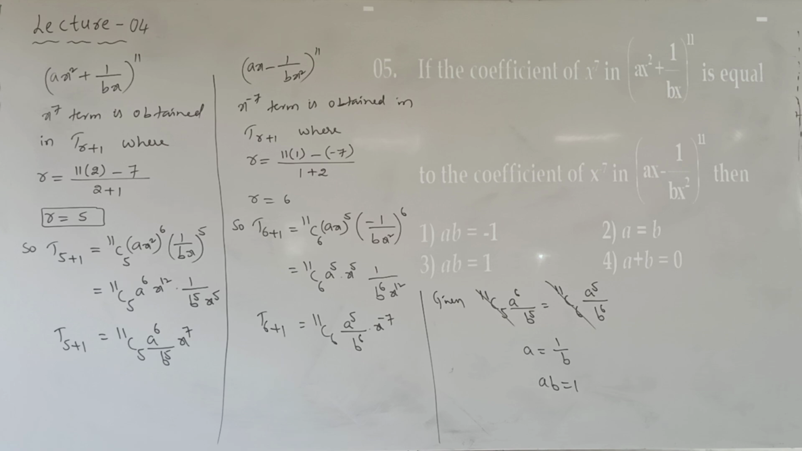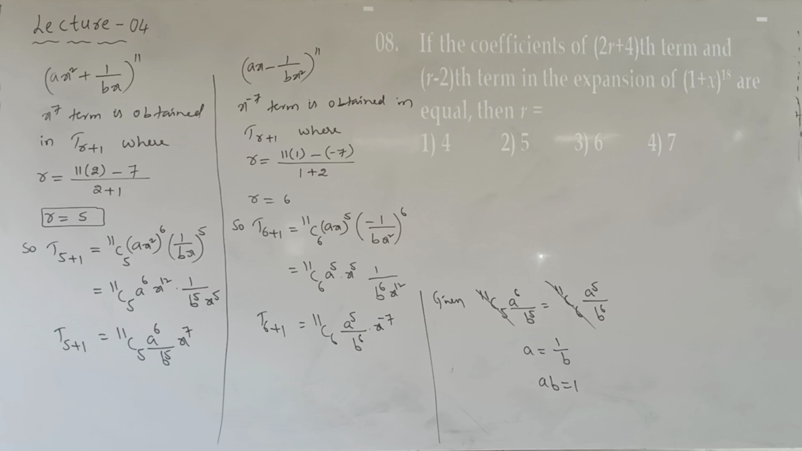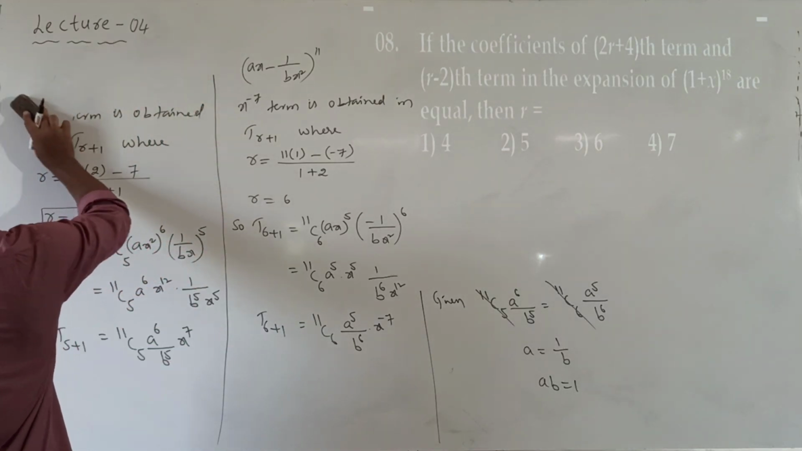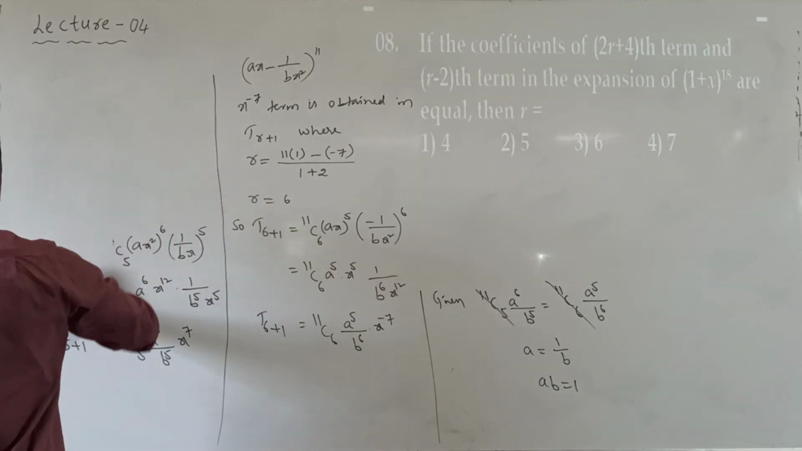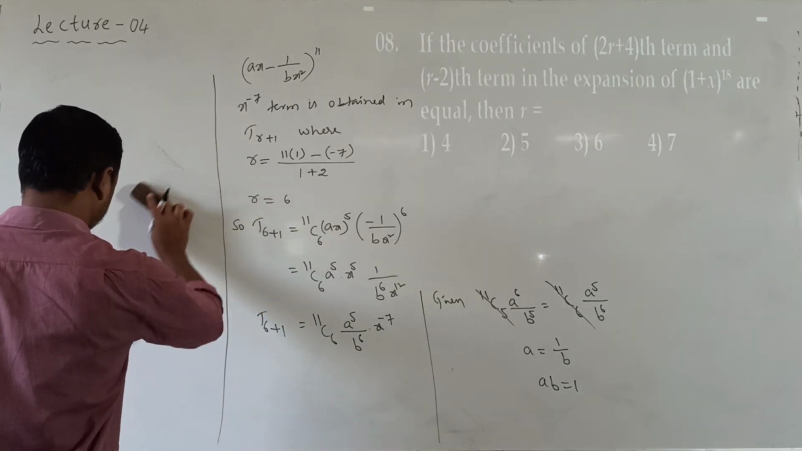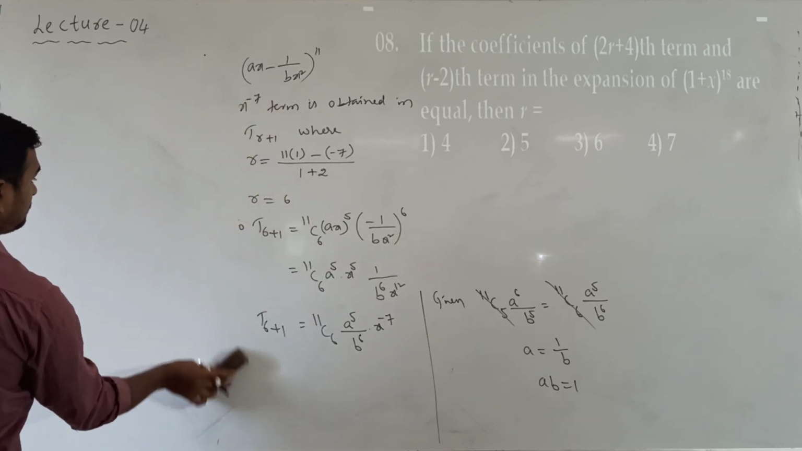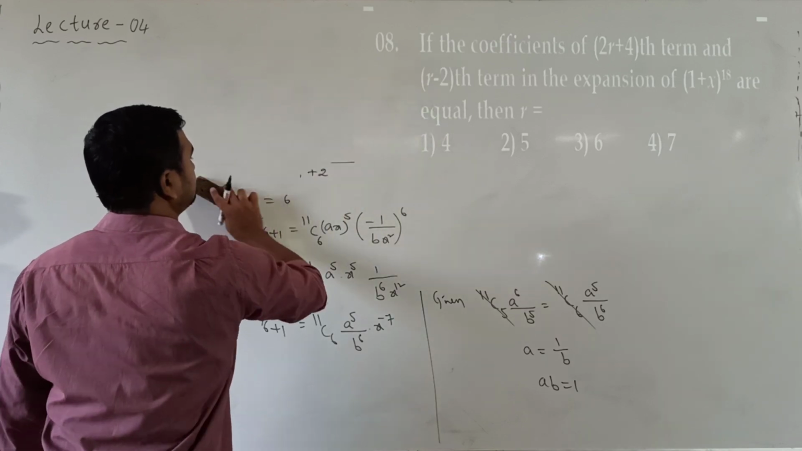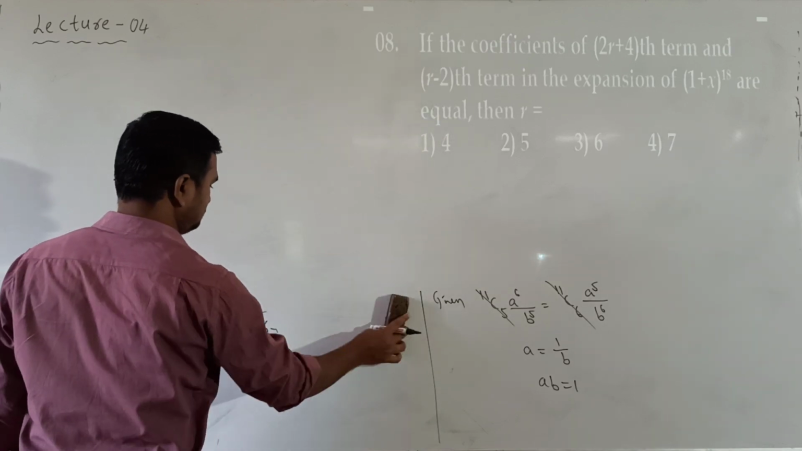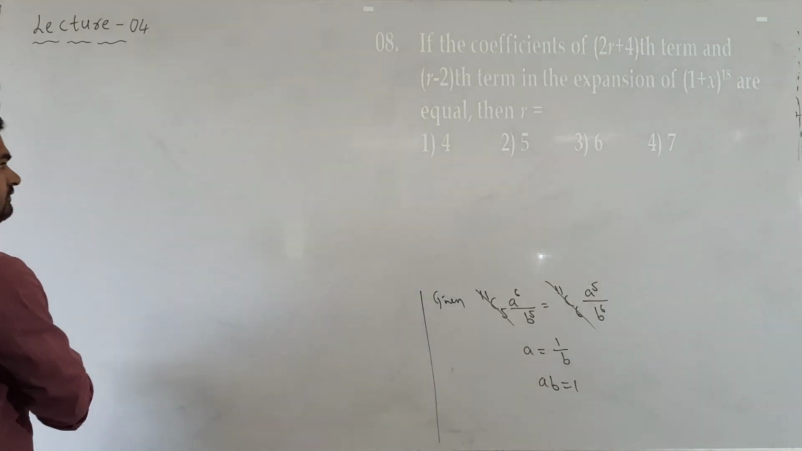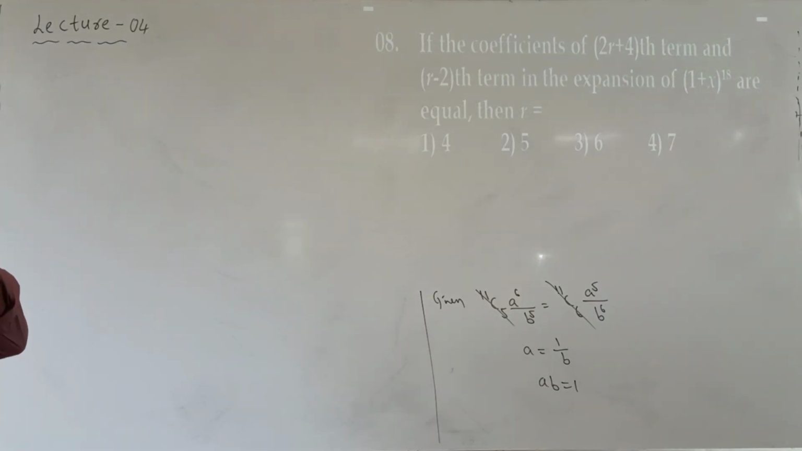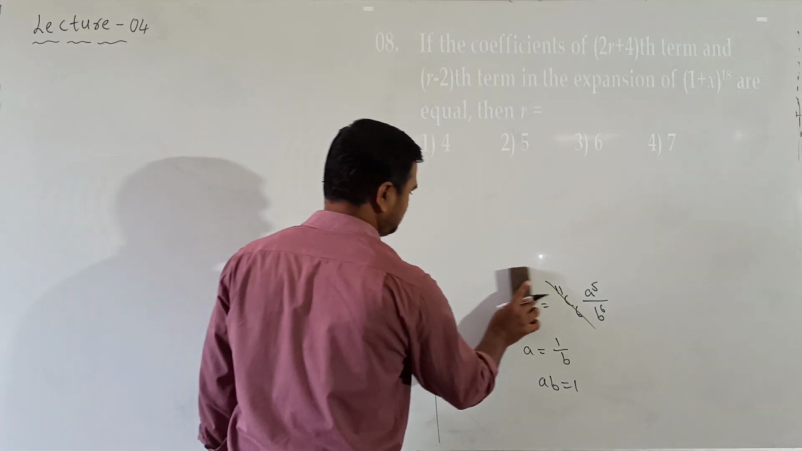Let us see the next question. If the coefficients of the 2r plus 4th term and the r minus 2th term in the expansion of (1 plus x) whole power 18 are equal, then what is the r value?